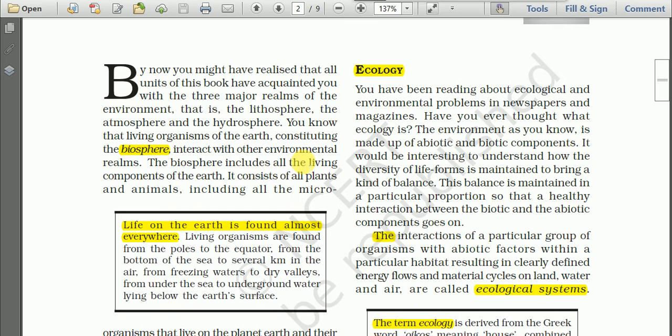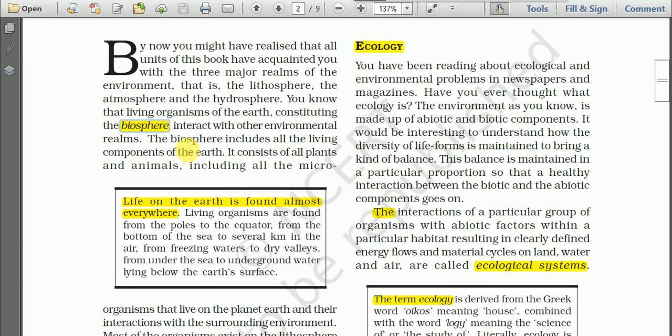So in the previous lessons, we have learned about atmosphere, lithosphere, then hydrosphere. And now we shall learn about biosphere. What do you mean by biosphere? Let us learn. I think you may know bio means alive, sphere means a layer.